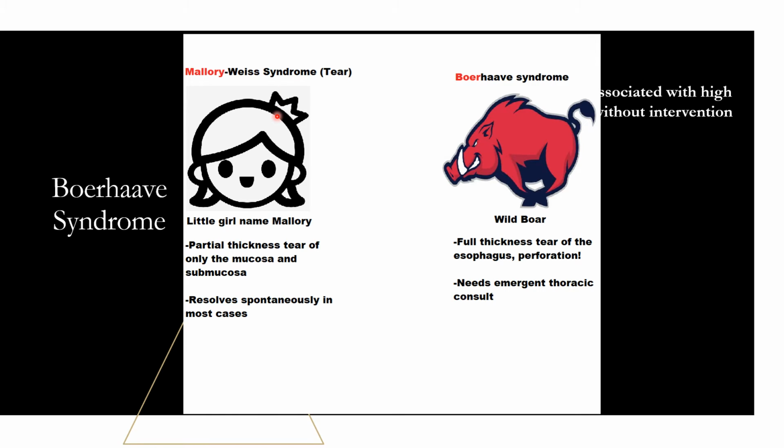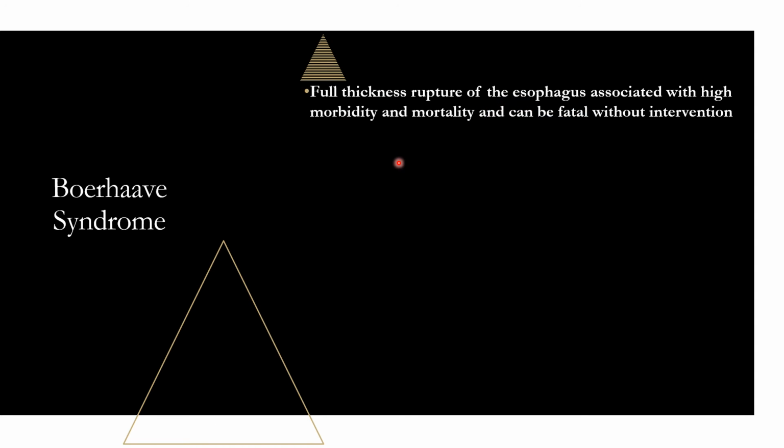They're going to tell you there's a laceration, and then both of these are going to be in the answer. So if you remember, the boar is ripping through the esophagus. Mallory is just a little girl. She just causes a superficial laceration. You'll remember which is which. So that's how I remember that.